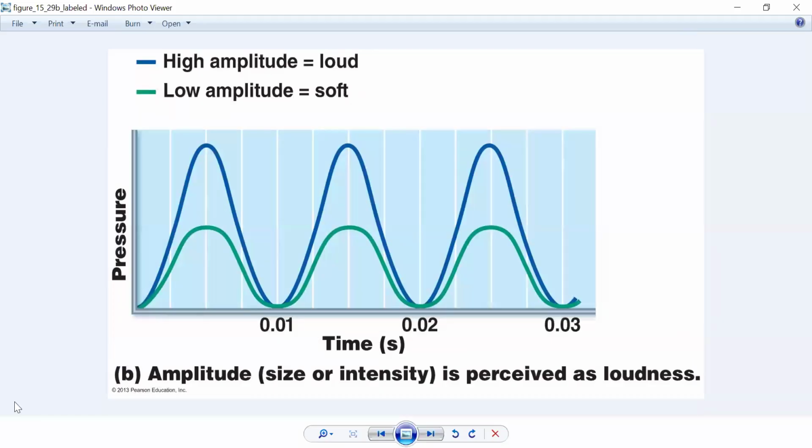Now, sound can be amplified by the ossicles. Amplify means you make the peak of the sound wave go higher. So sound waves that have a higher peak, you've increased its amplitude. Sounds with a high amplitude, you interpret as being louder, versus sounds with a low amplitude, you interpret as a softer sound.